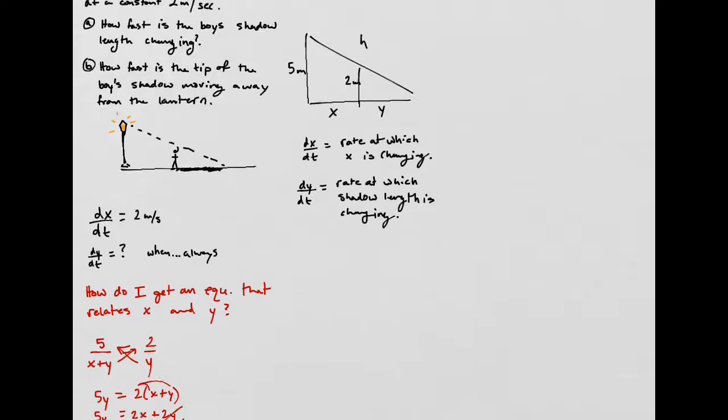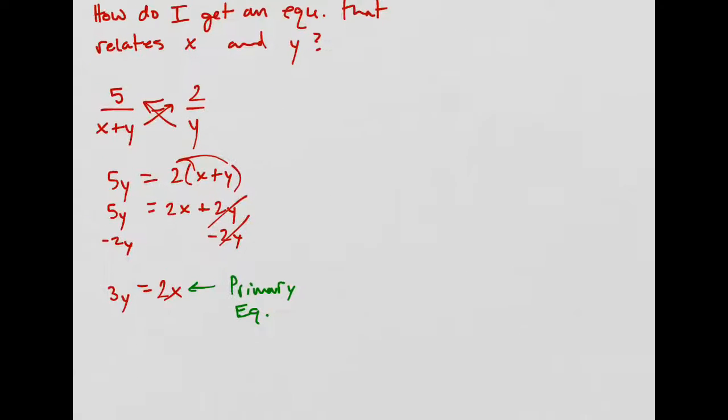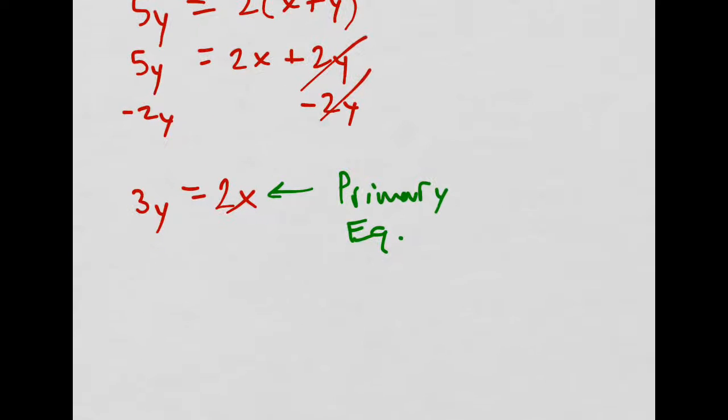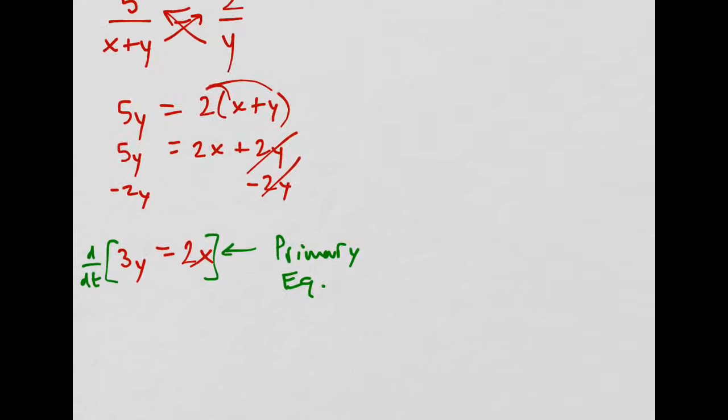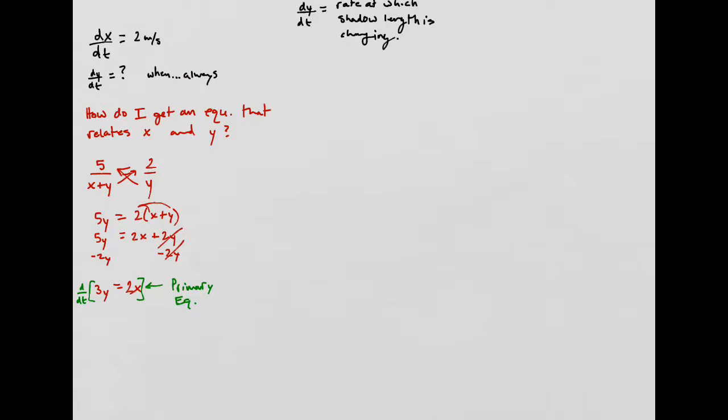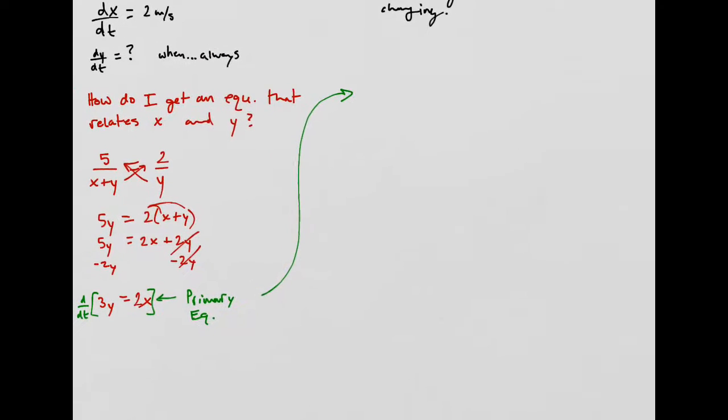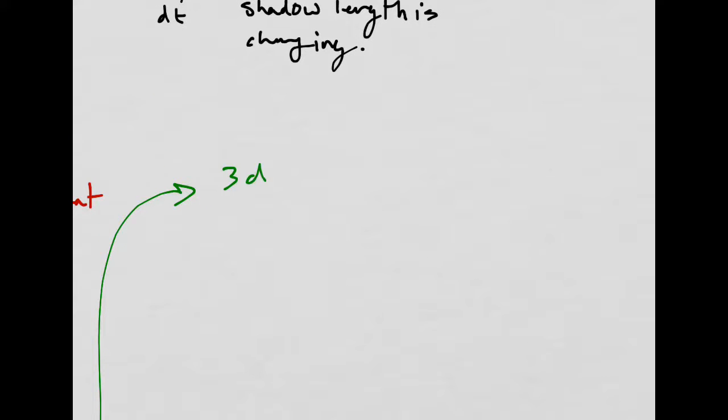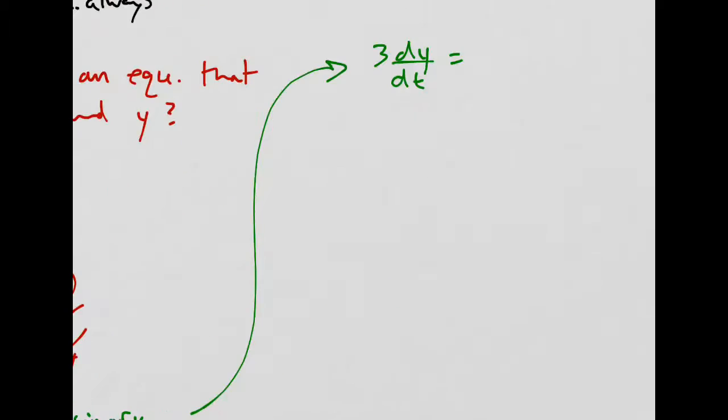Since we have a primary equation, we can take the derivative of it using implicit differentiation. Remember, we have to use the derivative with respect to t, time. So that means we get 3 dy/dt equals 2 dx/dt.